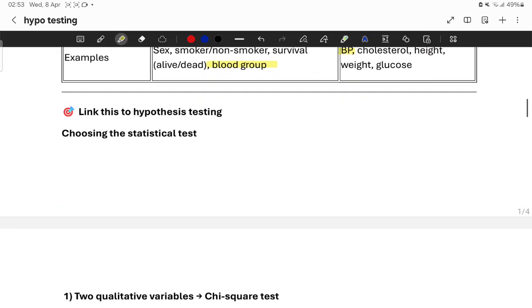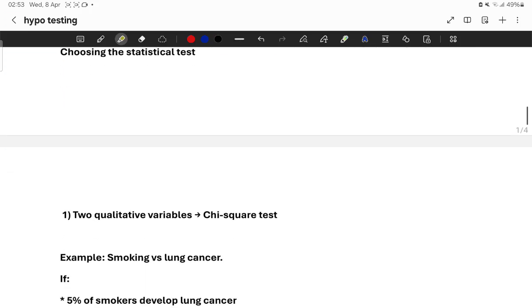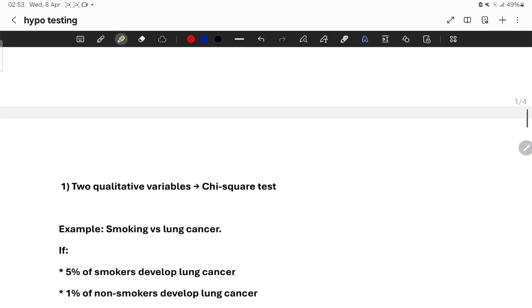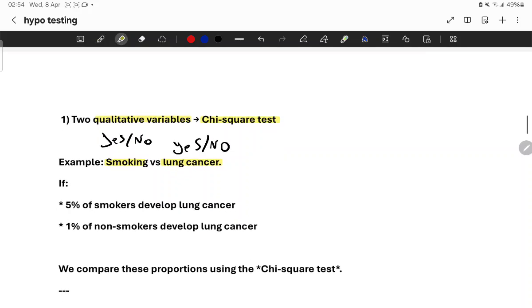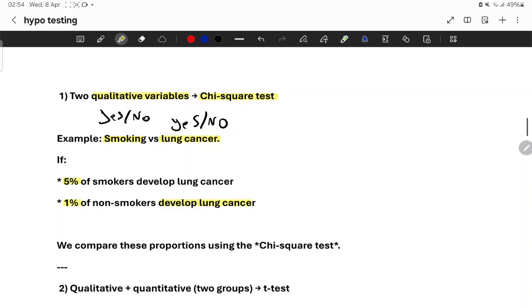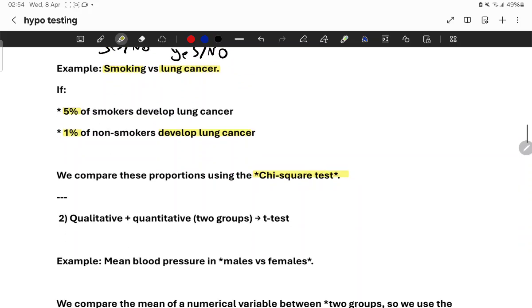How can we choose a statistical test? Well, we look at the types of data. If we have two qualitative variables, we use the chi-square. For example, if it's smoking versus lung cancer, smoking is a yes or no question. Is he a smoker or not? And lung cancer is a yes or no question. So, if 5% of smokers develop lung cancer and 1% of non-smokers develop lung cancer, how will we compare these two variables? Using a chi-square test.